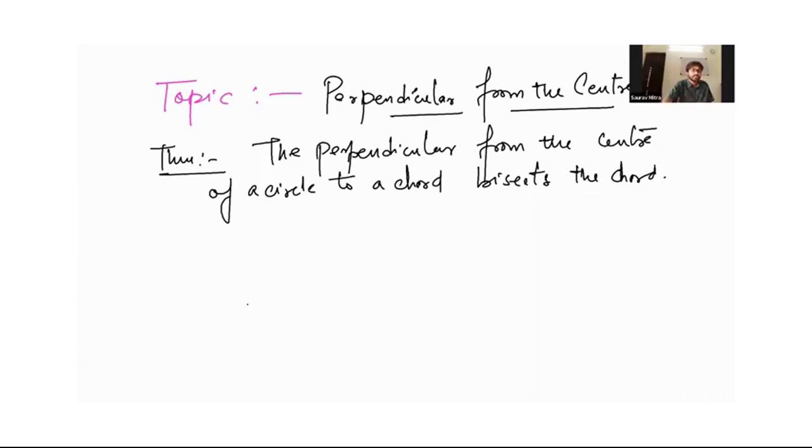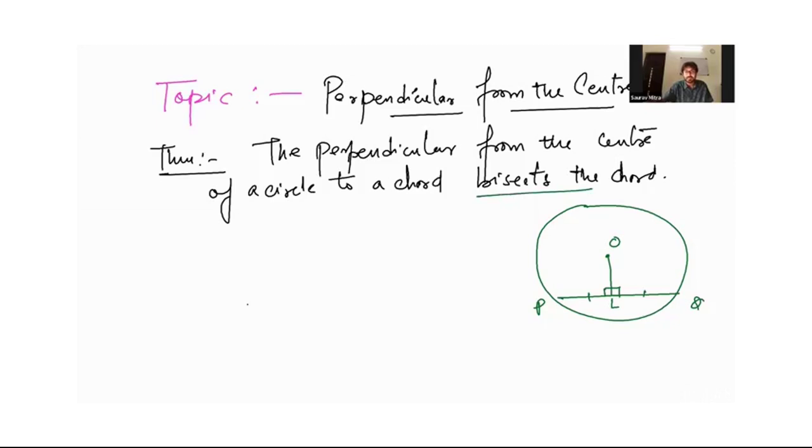Okay, so that means if we have a circle with center O, and a chord PQ of the circle, with radius, we draw a perpendicular OL to the chord PQ. Let us have a perpendicular OL perpendicular to PQ. So we have to prove that LP is equal to LQ. Okay, so it bisects the chord.